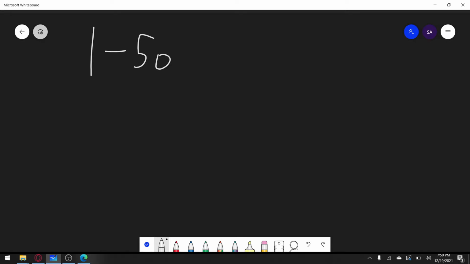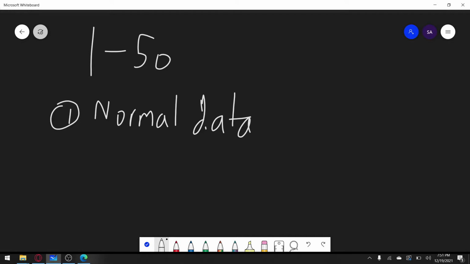So there's 4 different types of test data. Number 1 you have is normal data. From the range of 1 to 50, normal data would be anywhere between the range. So 37, 21, 48.